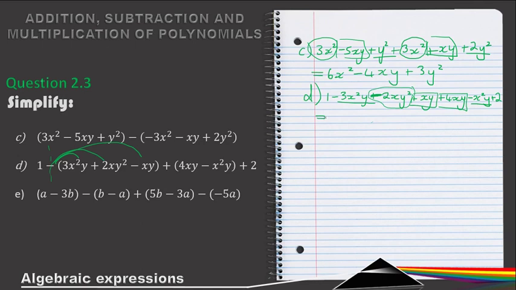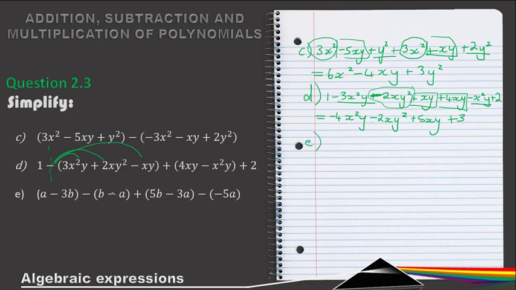So let's start with the stripes. Minus 3 minus another 1 gives me minus 4x squared y. This loner over here is just minus 2xy squared. Then these ones become plus 5xy, and then that's 1 plus 2, so that becomes plus 3.